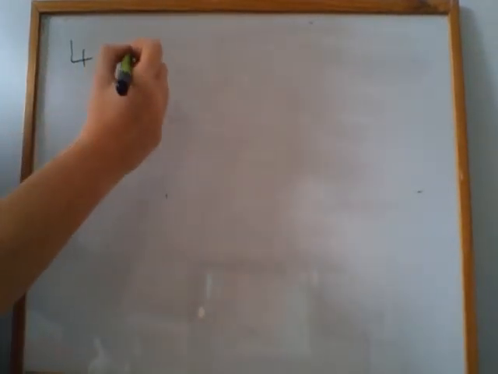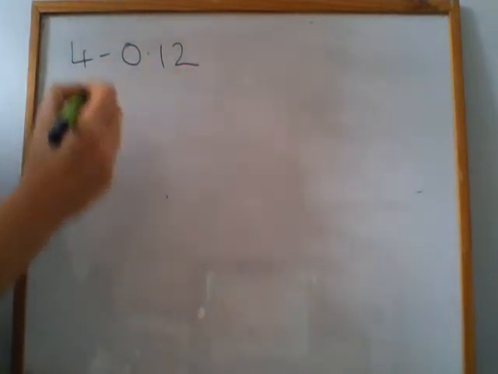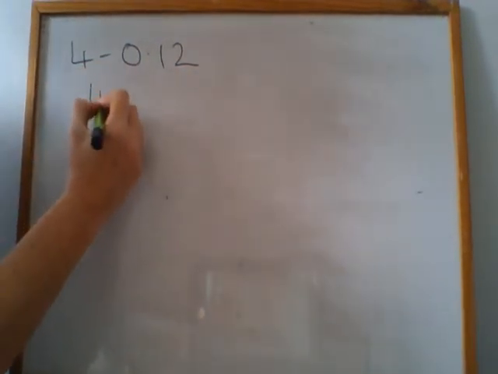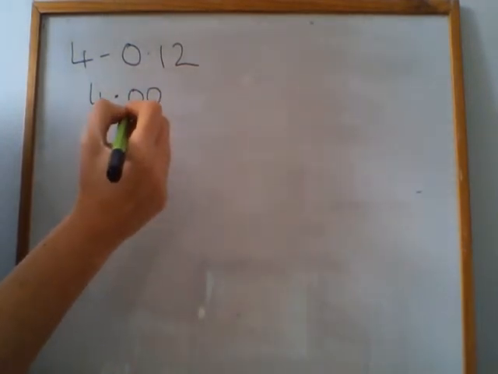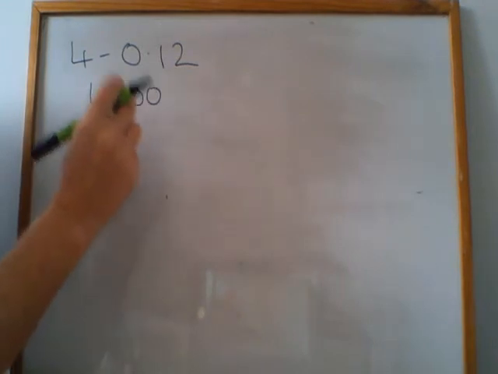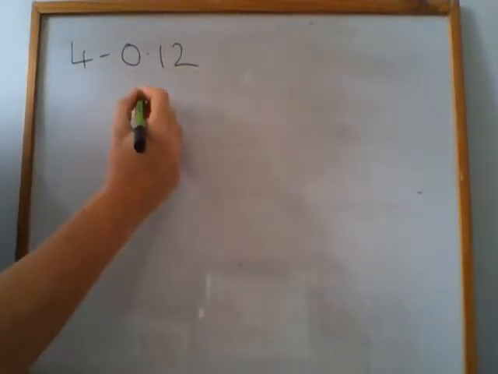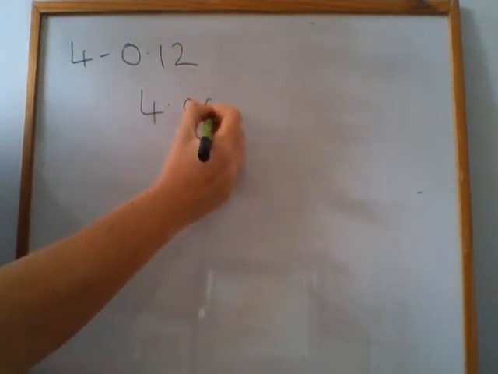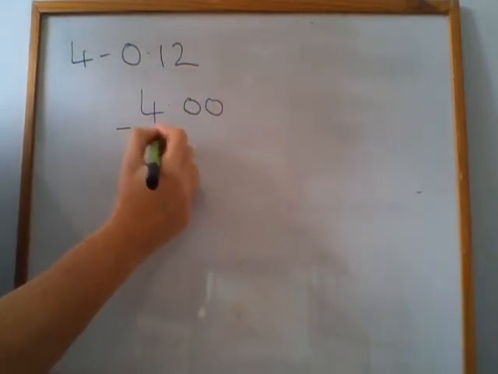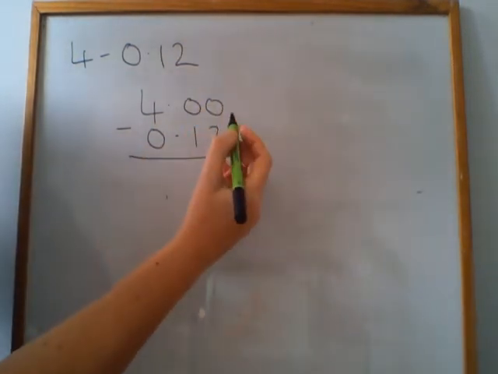We will have a look at that one because I know some people go wrong with this. 4 take away 0.12. A lot of people, I think, forget that this 4 can also be written like this, and then that makes it a lot easier. You just put your extra placeholders in and then it's easier for you to take this away. So you can then do 4.00 take away 0.12, and then you can do a normal calculation.